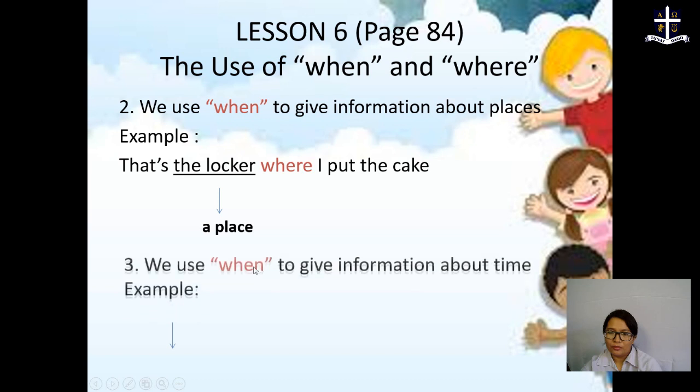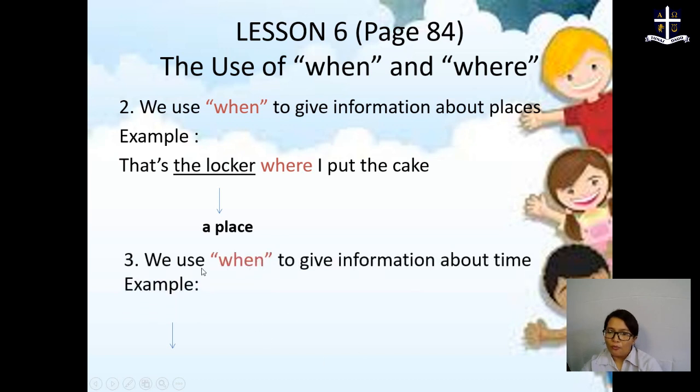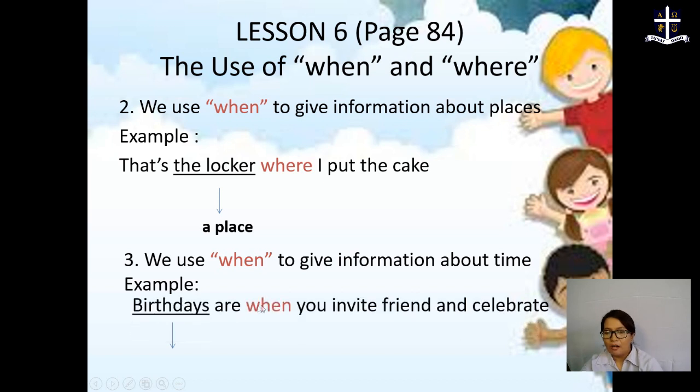Okay, so. The next one is, we use when to give information about time. So when. Yeah, it's used to give information about time. Yeah, let's see the example. So birthdays are when you invite friends and celebrate. So look at the subject birthdays here. So this is what? Time. So because this is a time, you have to use what here? When. Jadi ini adalah waktu. Jadi kamu pakai apa di sini? When. Okay. So far, you understand about my explanation. I hope you understand about my explanation.